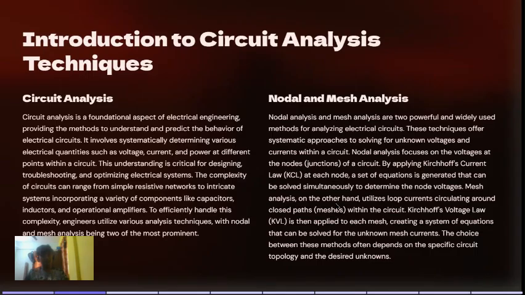The complexity of circuits can range from simple resistive networks to intricate systems incorporating a variety of components like capacitors, inductors, and operational amplifiers. To efficiently handle this complexity, engineers utilize various analysis techniques, with nodal and mesh analysis being two of the most prominent.